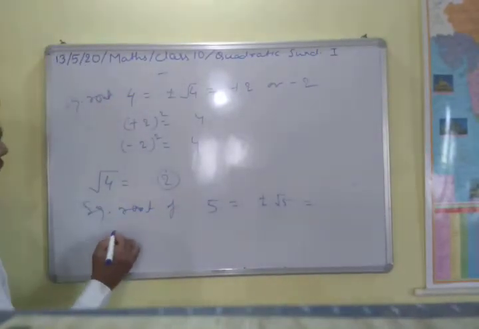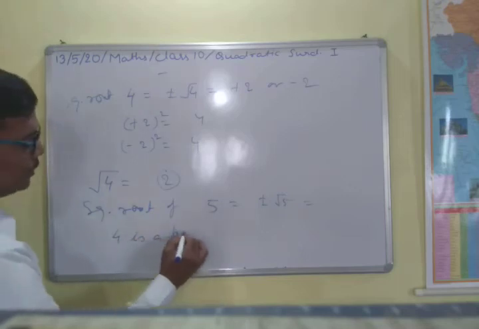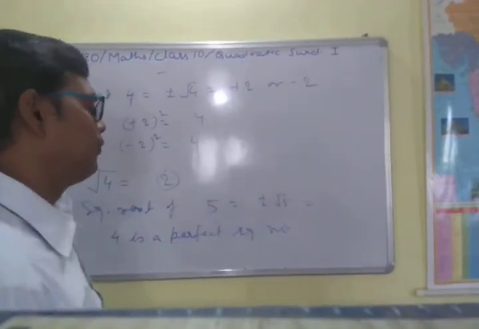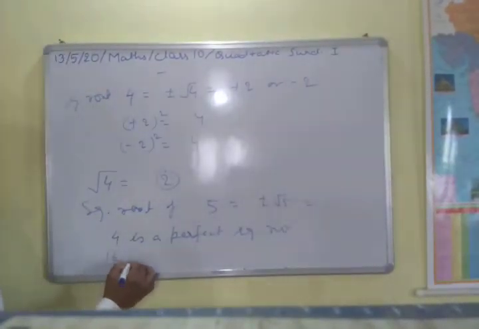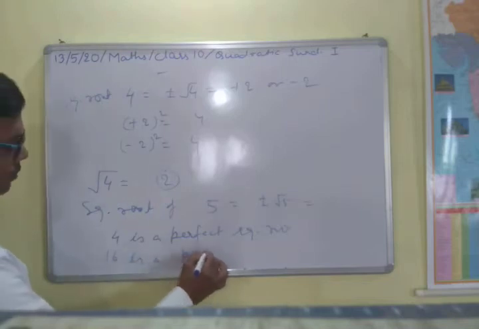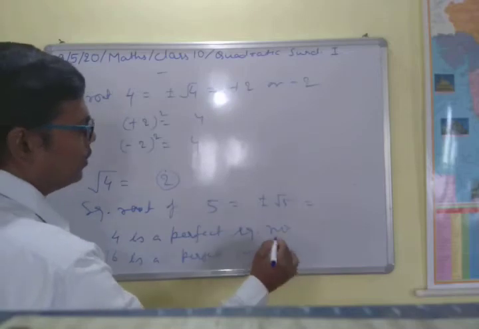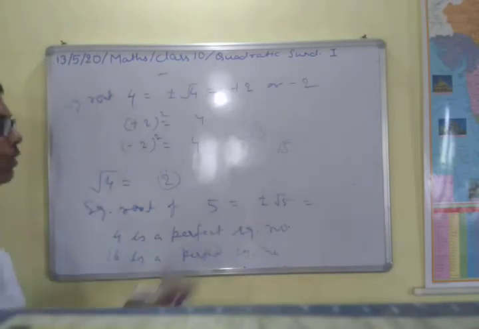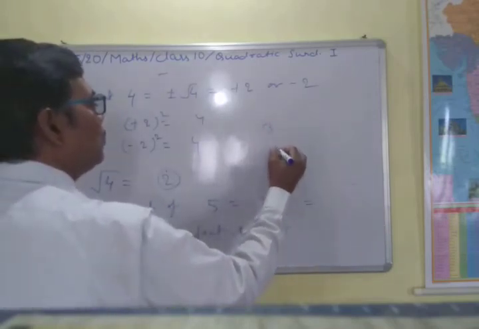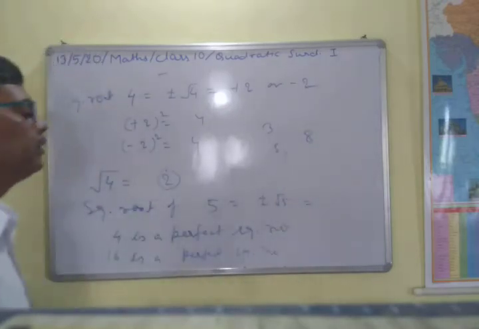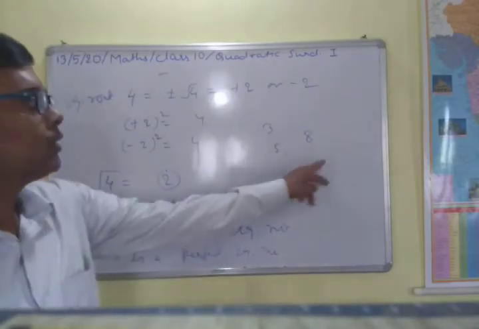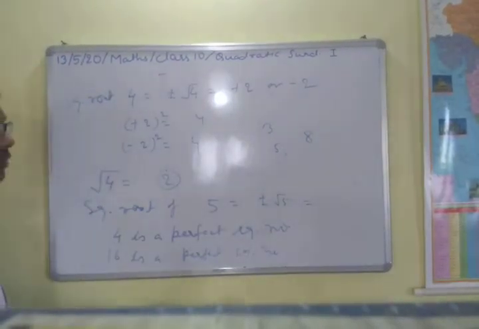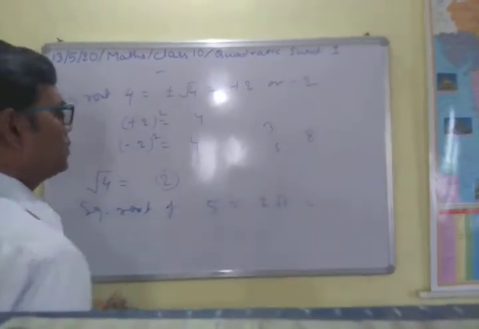So 4 is a perfect square number, but 5 is not a perfect square number. Like 16 is also a perfect square number. Similarly, many numbers like 3 or root 5, or 8, are not perfect square numbers because these numbers are not the square of any real number. So now from this we will start this.